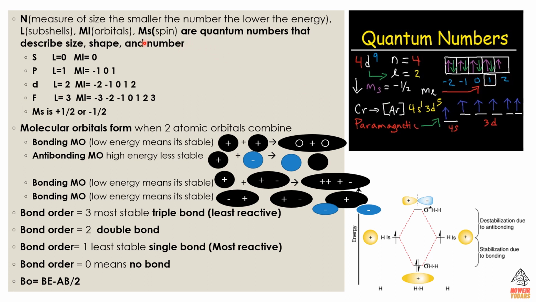And then lastly you have the ms, which is spin, and basically it's paramagnetic or diamagnetic. That's what ms is essentially here for. And quantum numbers, like I said, describe the size, shape, and the number.